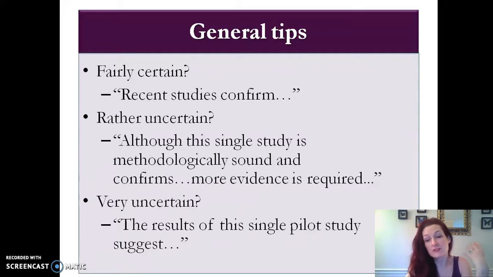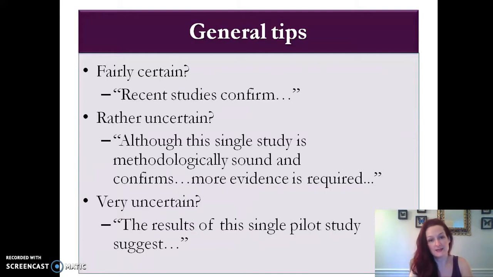If you're rather uncertain, you might say something like, "although this single study is methodologically sound and confirms blank, more evidence is required." If you're very uncertain, you could be clear about the fact that this is just one single pilot study and it suggests. The word "suggests" is not a particularly strong word.